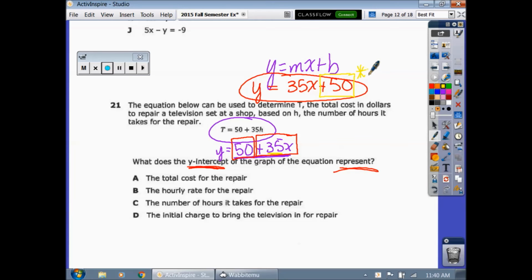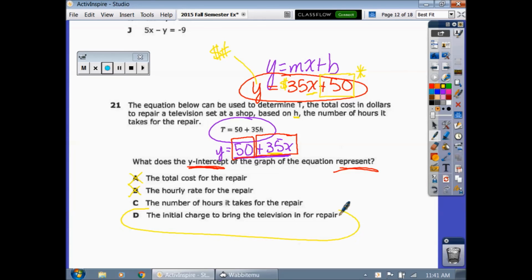The total cost for the repair? A, that's incorrect. The total cost is going to be whatever you get, whatever this number is right here, after you do the math. That is not the answer. The hourly rate? Well, if H is how many hours you work, you can see they're charging $35 an hour. The number of hours it takes for the repair? No, that's the letter H. In this case, we replaced it with X.